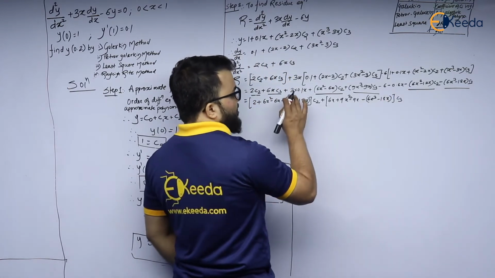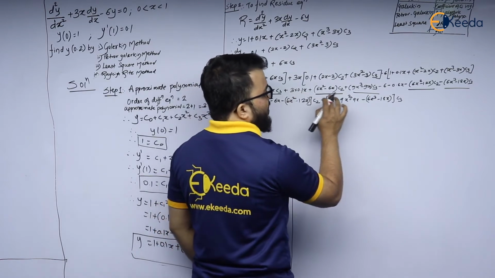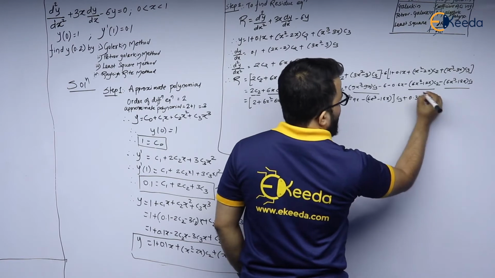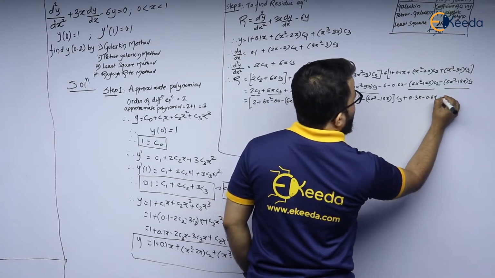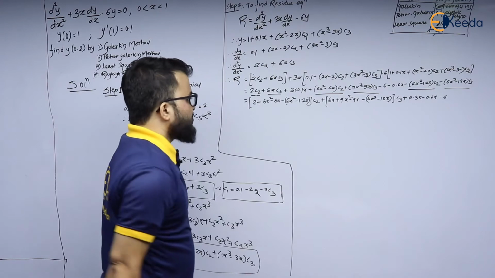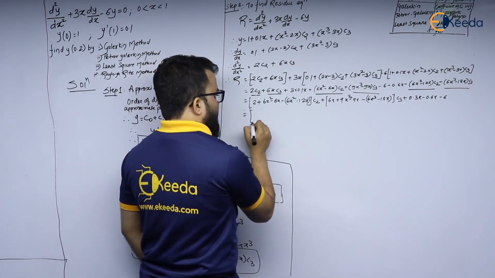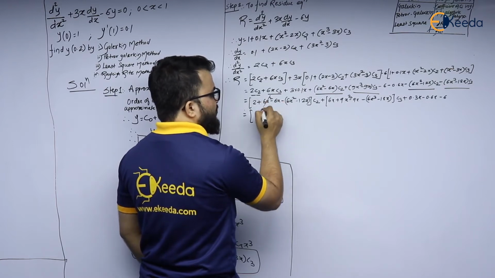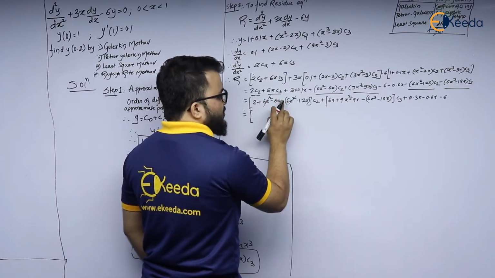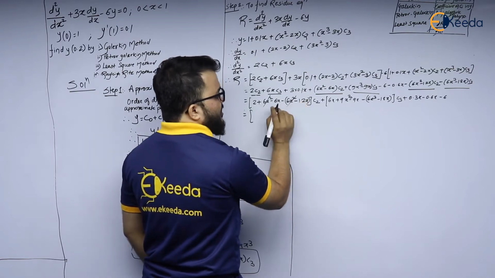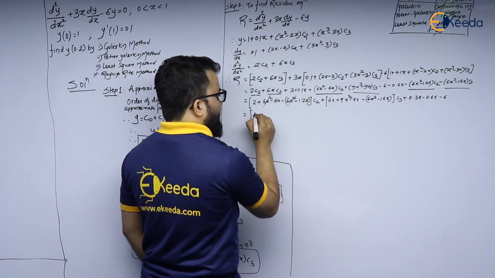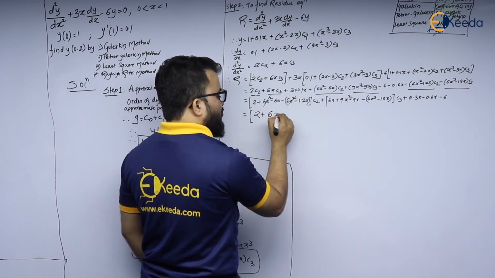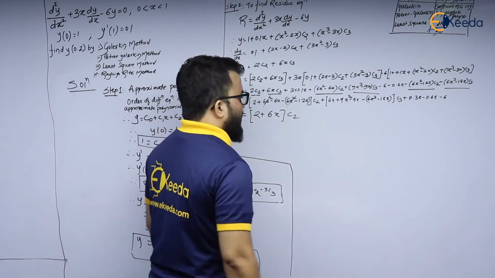Now for the remaining constant terms: 3 into 0.1, which is 0.3x, minus 0.6x and minus 6. So this is my equation, and I will solve it. Here 6x square and minus 6x square cancel. Due to the minus sign, the sign will change, so it becomes plus. I will get 2 plus 12x minus 6x, which is nothing but 2 plus 6x, into c2.